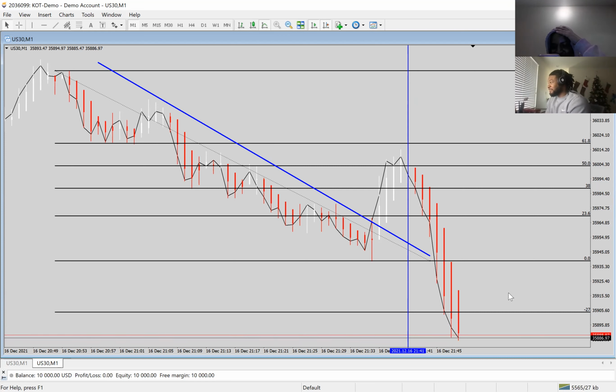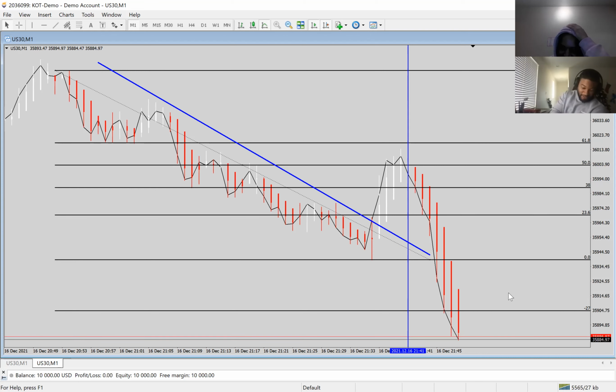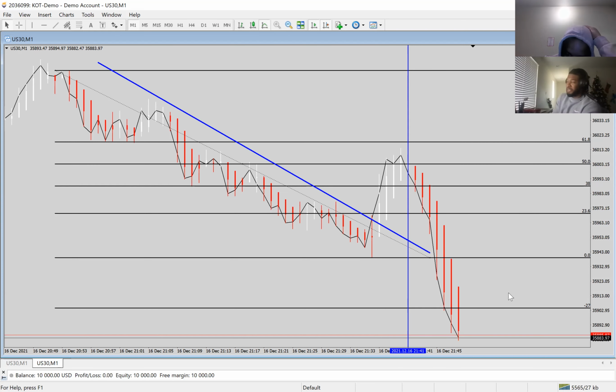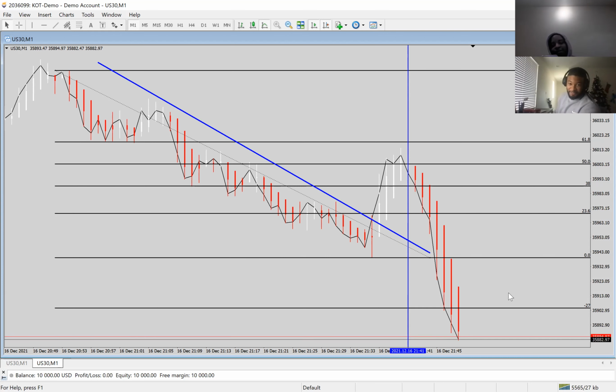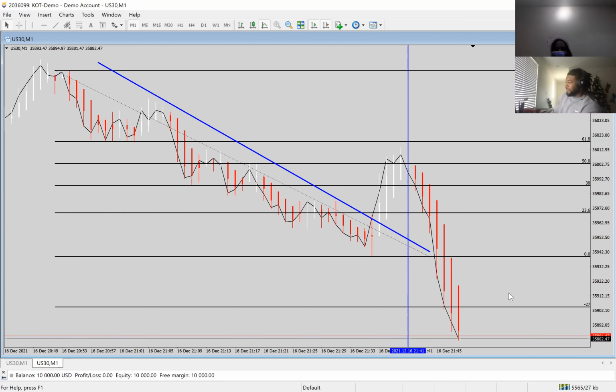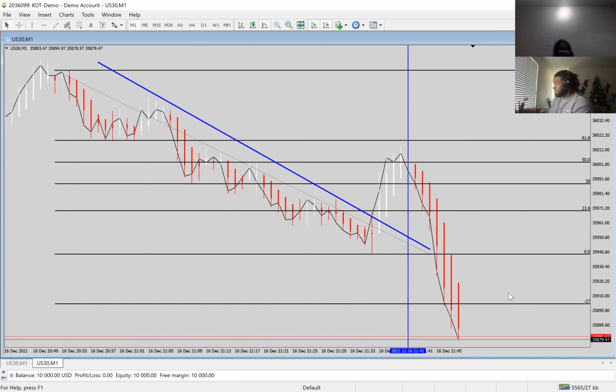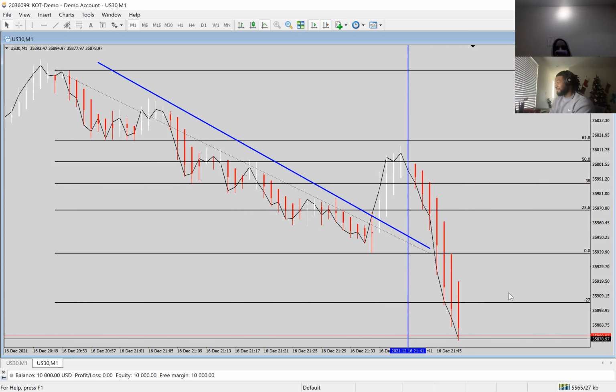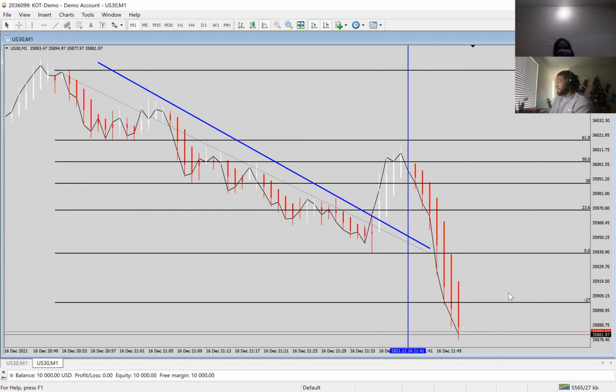TP smacked 27. How much was it? $1,698. Easy. How long did it take though? 6 minutes, bro. 6 minutes, $20 a point. It's still cruising. That's why I use the Heikin Ashi. Now I know I can stay in this trade until it starts showing me at least one white candle.